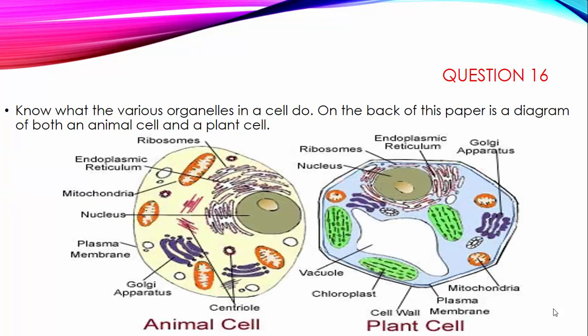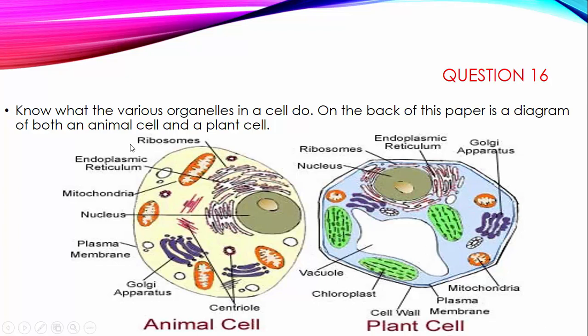And number 16, the diagram. Know what the various organelles in a cell do. On the back of this paper is a diagram of both an animal cell and a plant cell. I've copied and pasted it from the bottom of the paper onto this. So I have exactly what you are looking at. So let's start here with an animal cell.